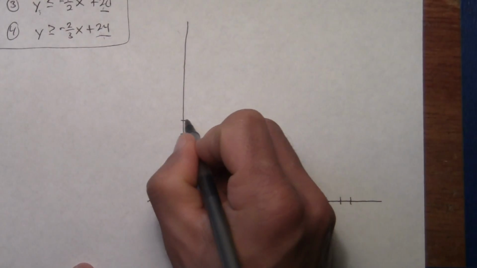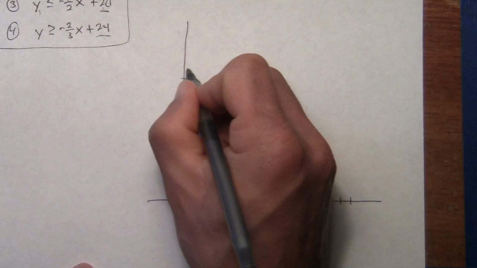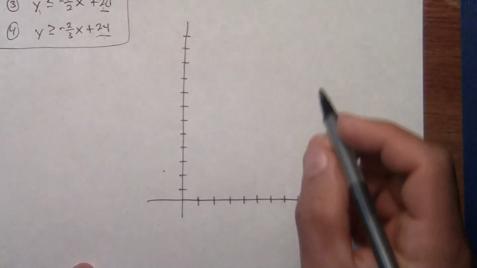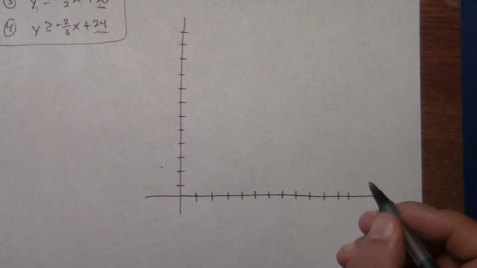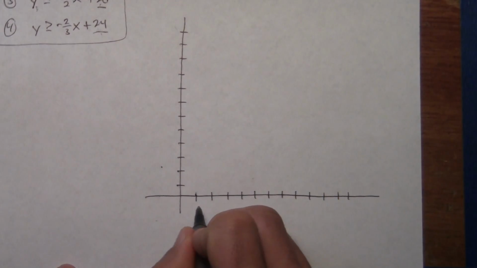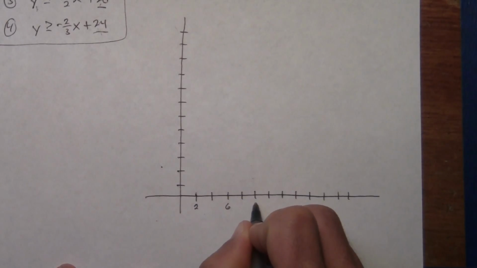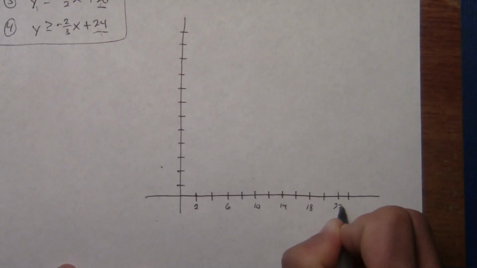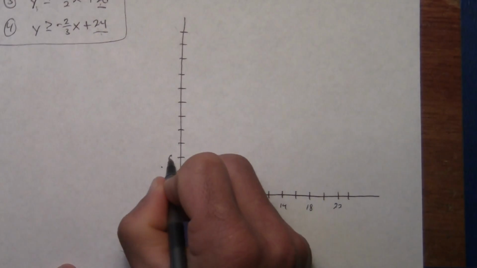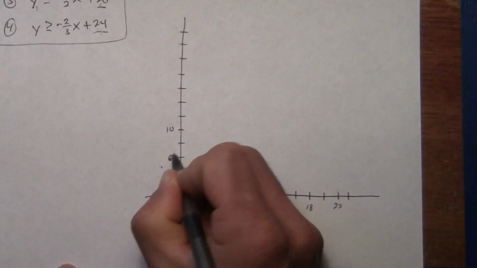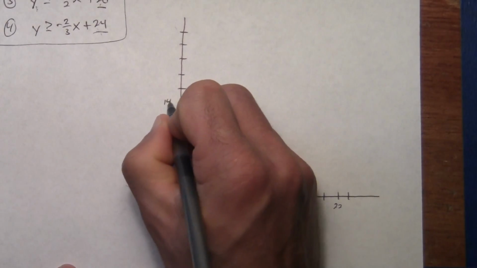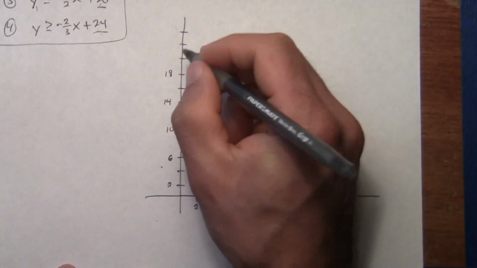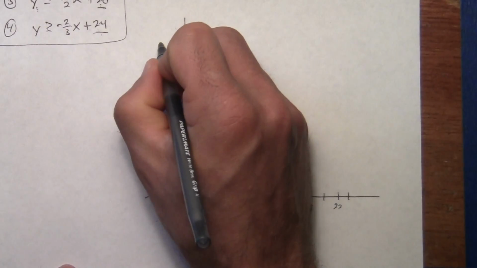You can easily go by 1s, 3s, 4s, whatever you kind of want to. Like I said, I'm going to go by 2, so I'm just going to label every other one. 2, 4, 6, 8, 10, 12, 14, 16, 18, 20, 22, 24. Alright, like I said, whatever you use, it will be fine as long as you cover the largest of the y-intercepts.